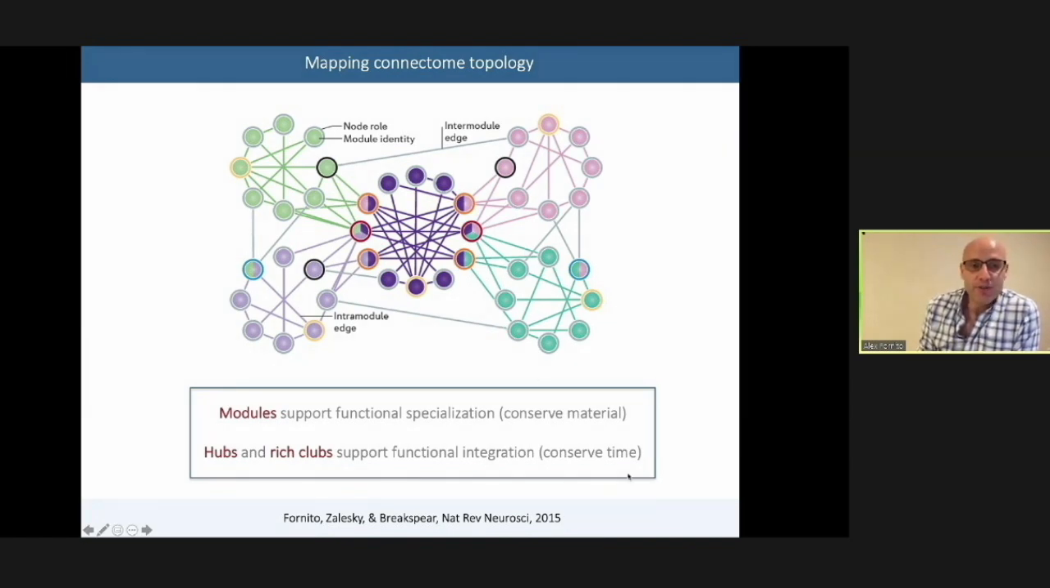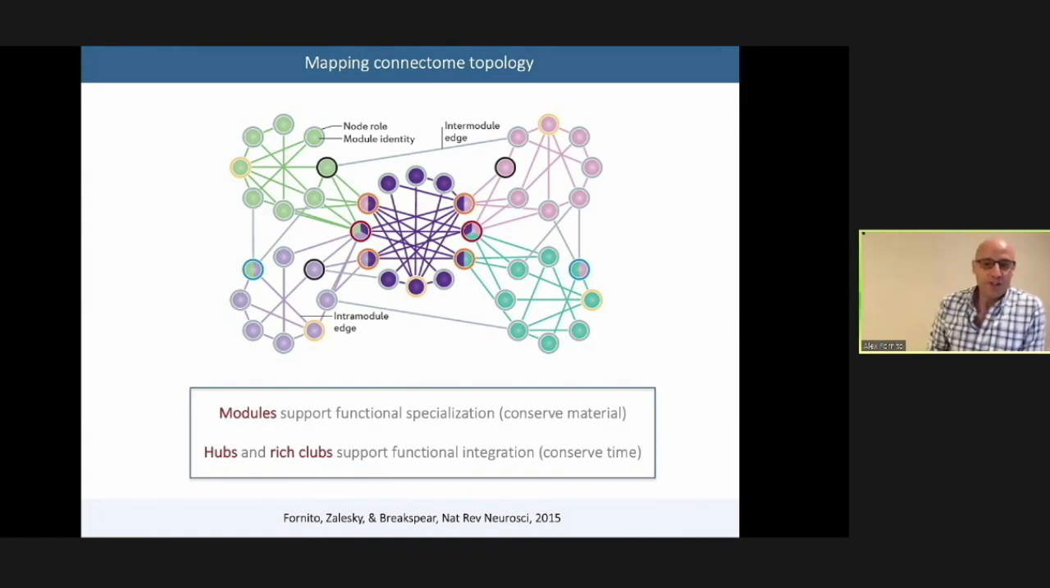Now, each of these modules has one or more hubs, and these hubs are strongly interconnected with each other, forming what we call a rich club. It's like its own module that overlaps with the more specialized modules. And the idea is that hubs are rich in terms of the number of connections they have, and they're a club because they're strongly connected with each other. Now, this rich club organization is thought to conserve time and promote rapid integration across the network. You can imagine if I want to send a message from this node to this node here, I need to go through this rich club of hub connectivity to do so.